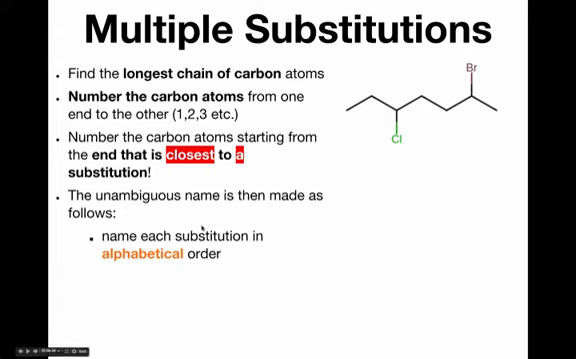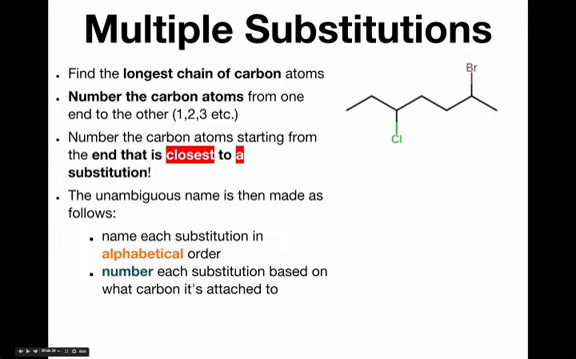And then the way that you name it is in the same way. You name each, however, there's a slight difference, I'm sorry. You name each substitution in alphabetical order, and then you number each substitution based on what carbon it's attached to, and then you add the alkane chain name as a suffix. So let's do that here.